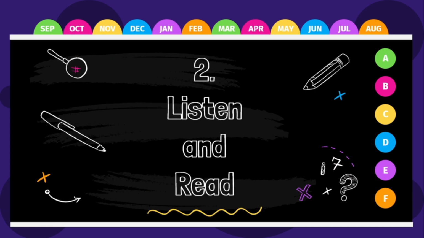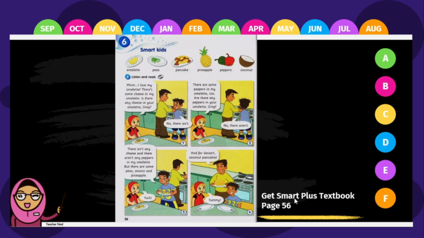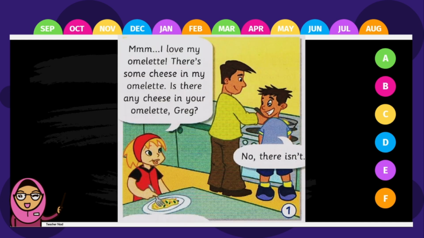Okay boys and girls, now let us continue with our activity number 2, listen and read. Mendengar dan membaca. You can refer to your textbook page 56. In this activity, we are going to read this. I will play the audio, you listen, and then we read together. Are you ready? Let's get started.